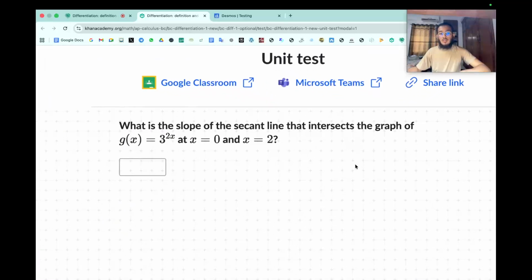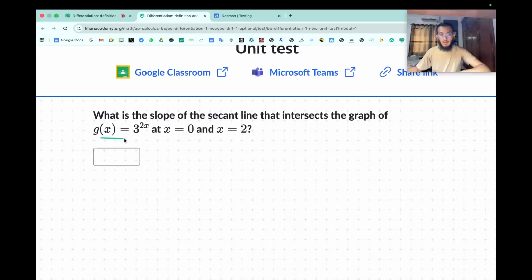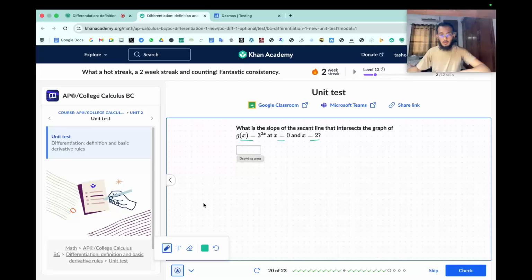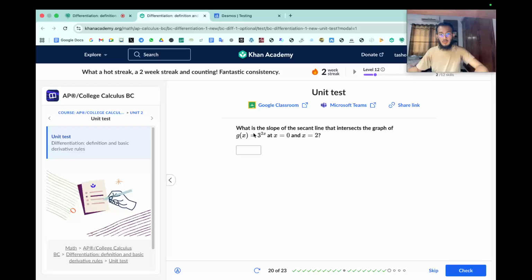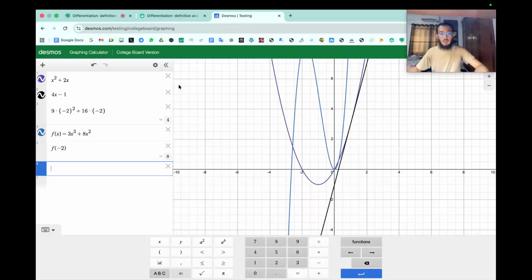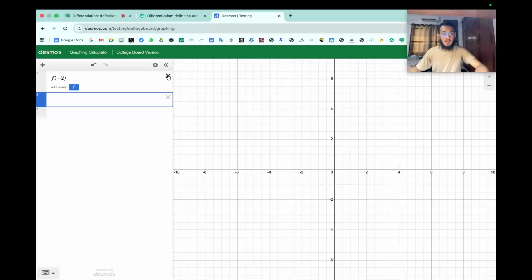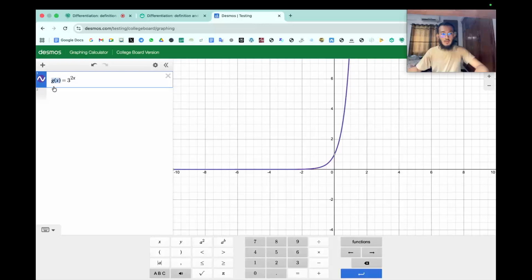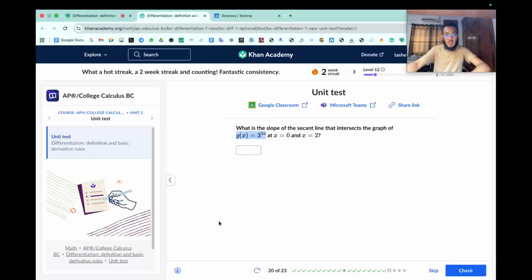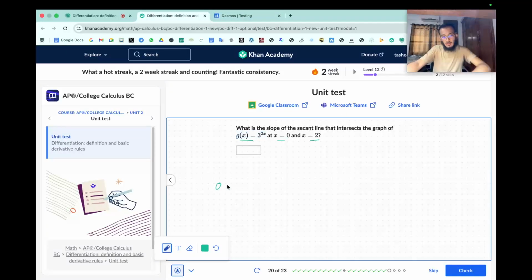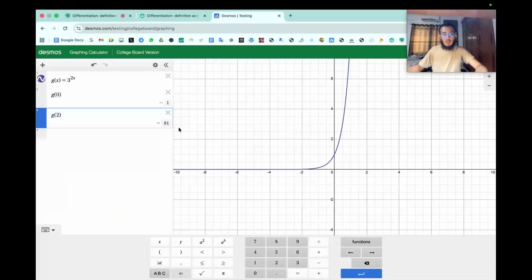What is the slope of the secant line that intersects the graph of this thing at 0 and 2? Well, we have to plug in 0 and 2 in order to see what the y values are. So for 0 we get 1. So we have two coordinates here: 0, 1, and 2, 81. When we plug in x equals 0, we get 1. When we plug in x equals 2, we get 81.